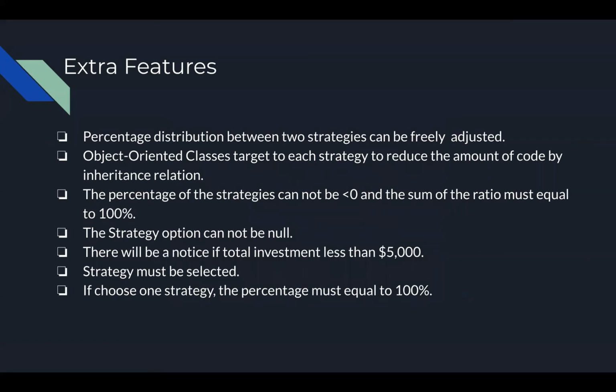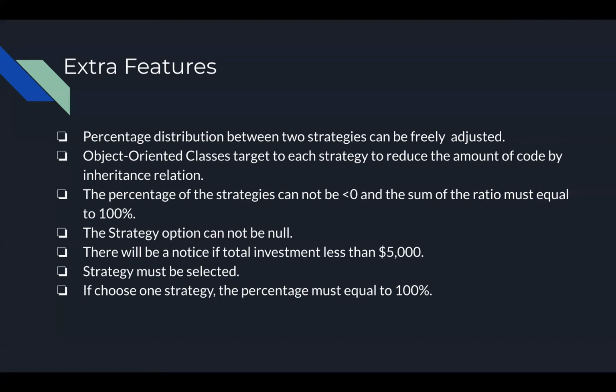Our extra features total 7 features. First, the percentage distribution between 2 strategies can be freely adjusted. Second, we adopt object-oriented classes for each strategy to reduce the amount of code by inheritance, which reduces the workload efficiently. Third, the percentage of the strategies cannot be less than zero, and the sum of the ratio must equal 100%. The fourth one is the strategy option cannot be none.